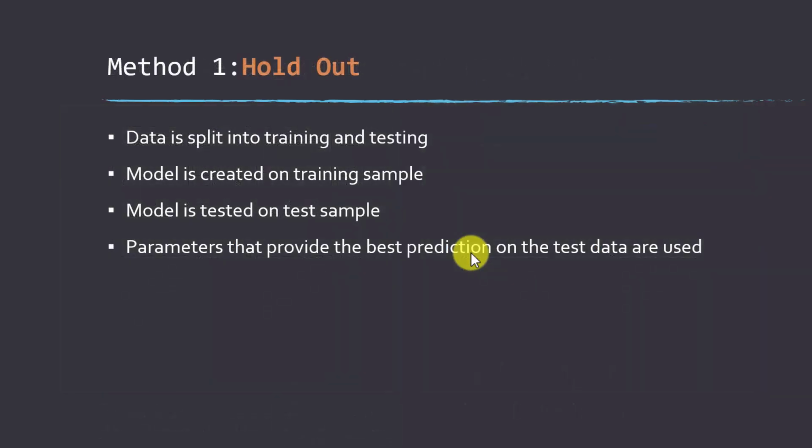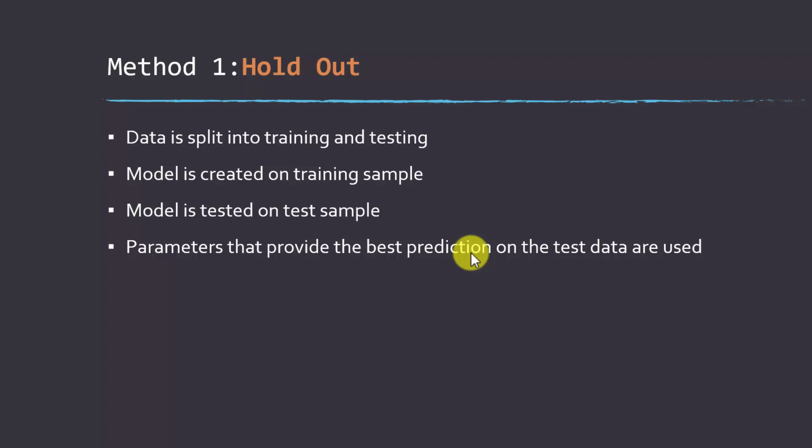Okay, so we're going to look at some of the methods used to try to determine the best or optimal settings. So method one is holdout. You basically take your data and you split it into training and testing data, so there are separate splits that don't overlap. You create a model on the training sample, and then you test the model performance as you change the different hyperparameters on the test data.